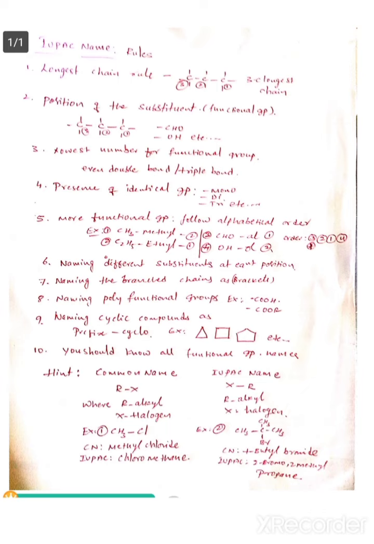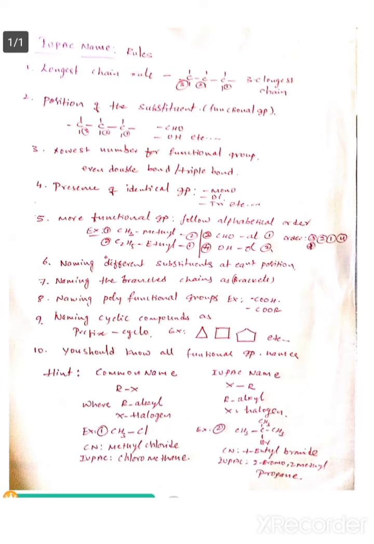The tenth rule: you must remember it very particularly. You should know all the functional group names. Unless you know the functional group names, you cannot give a proper name. This is very important for your KCET examination, where you will get 2 questions, and for IIT and NEET examinations you will get 3 to 4 questions from first PU and second PU. So you must know all these rules particularly.